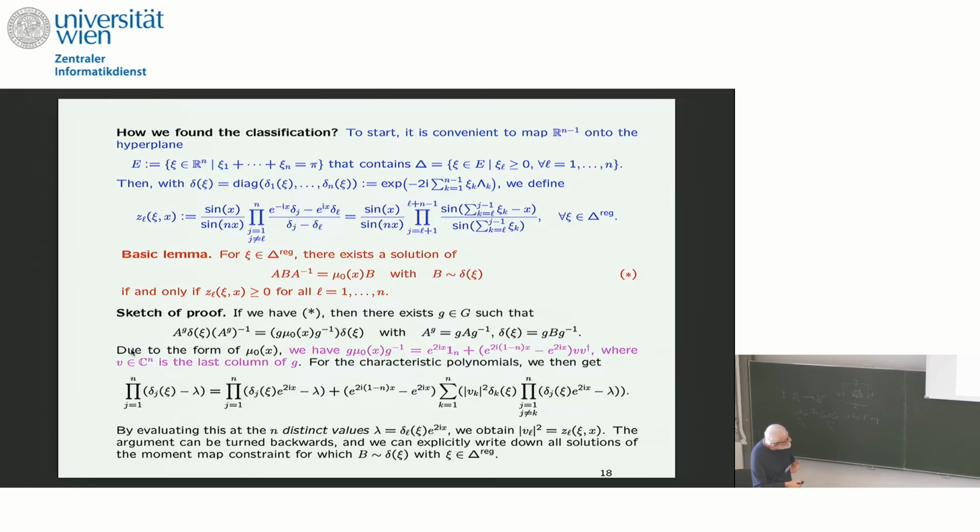This is the unit matrix plus rank 1, where this V is the last column of this matrix, so it is a vector. And now if you put in this matrix, then you can calculate the characteristic polynomial of the left hand side and the right hand side. They must be equal because there is equality.